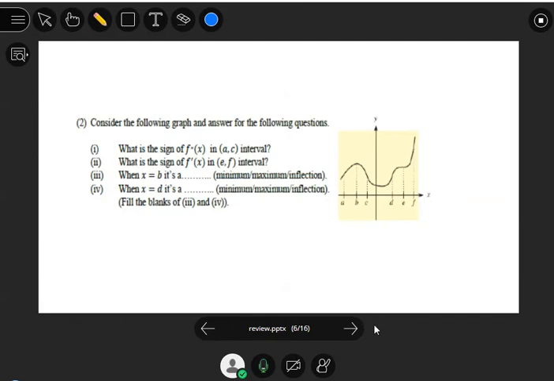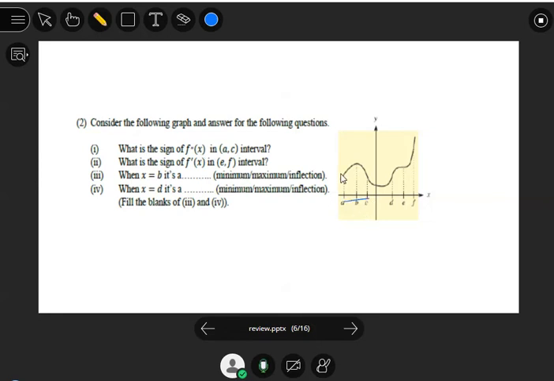Okay, then next we move to our second problem. The second problem is given with some graph, and then you are asked some questions. First it is asking what is the sign of f double prime in the AC interval. So this is the AC interval.